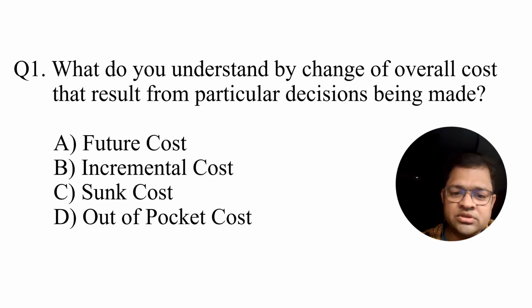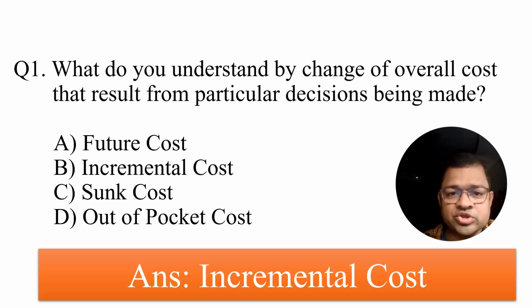The first question in today's series is: what do you understand by the change of overall cost that results from particular decisions being made? Whenever you take any type of decision, cost will be added on. The question is that the name of this particular type of cost is dash. Or you can say, which type of cost comes into the picture when you take any type of decision? The answer is incremental cost.